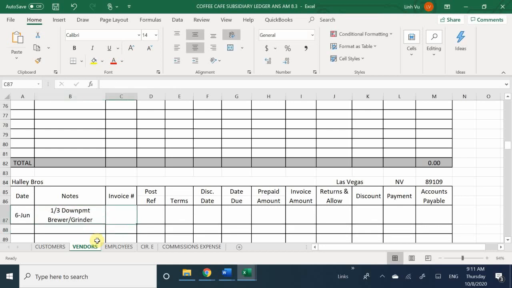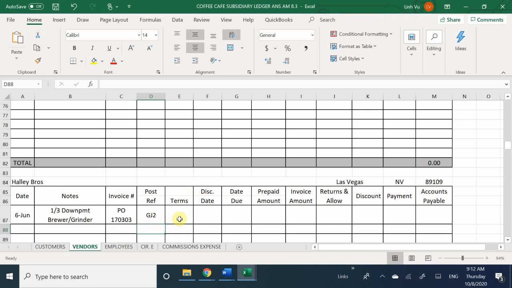Okay. Did I have an invoice amount, invoice number? Not yet, but what you can do is you can actually go ahead and put in your PO number because you made a down payment on it. So PO 1407303 is going to be your invoice number, your purchase order number right there. Okay, post reference is going to be my general journal number 2.